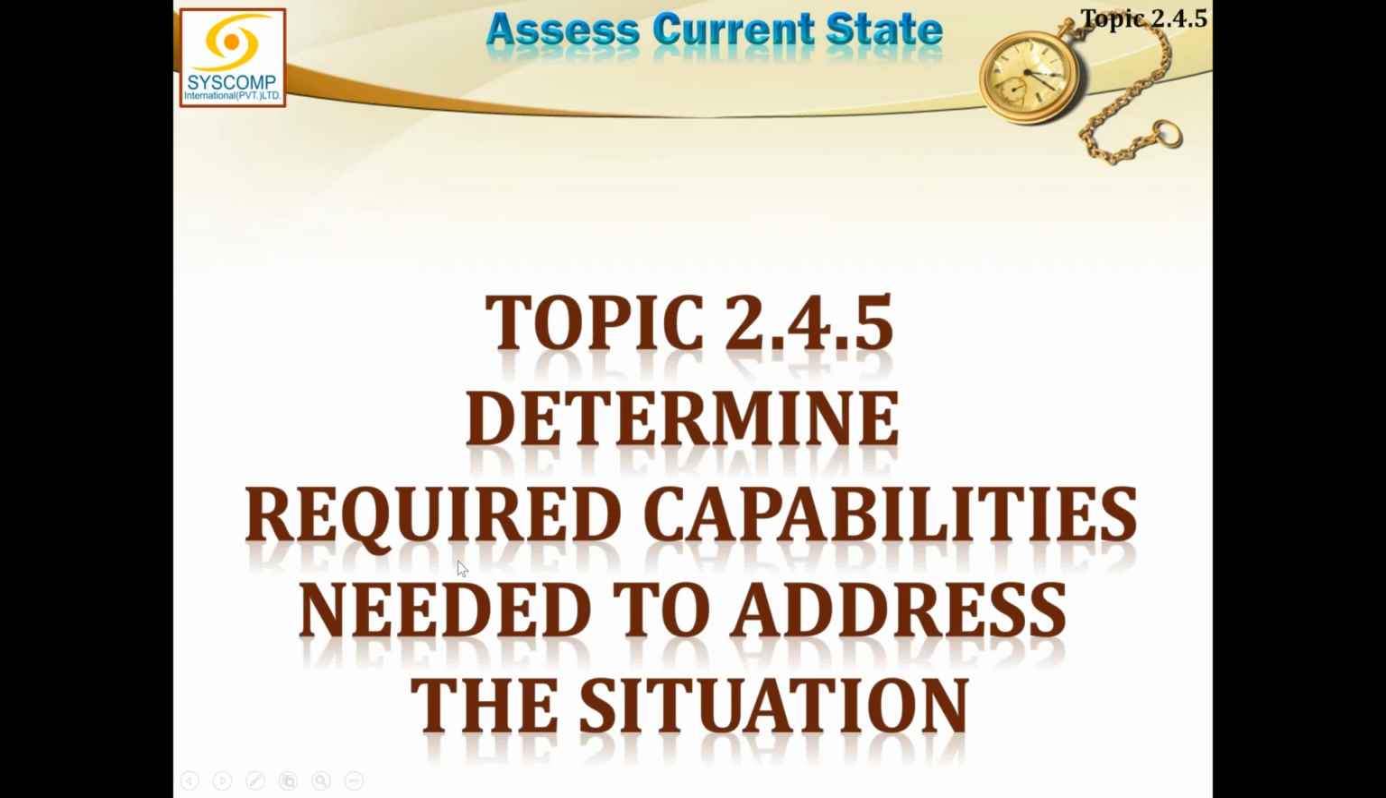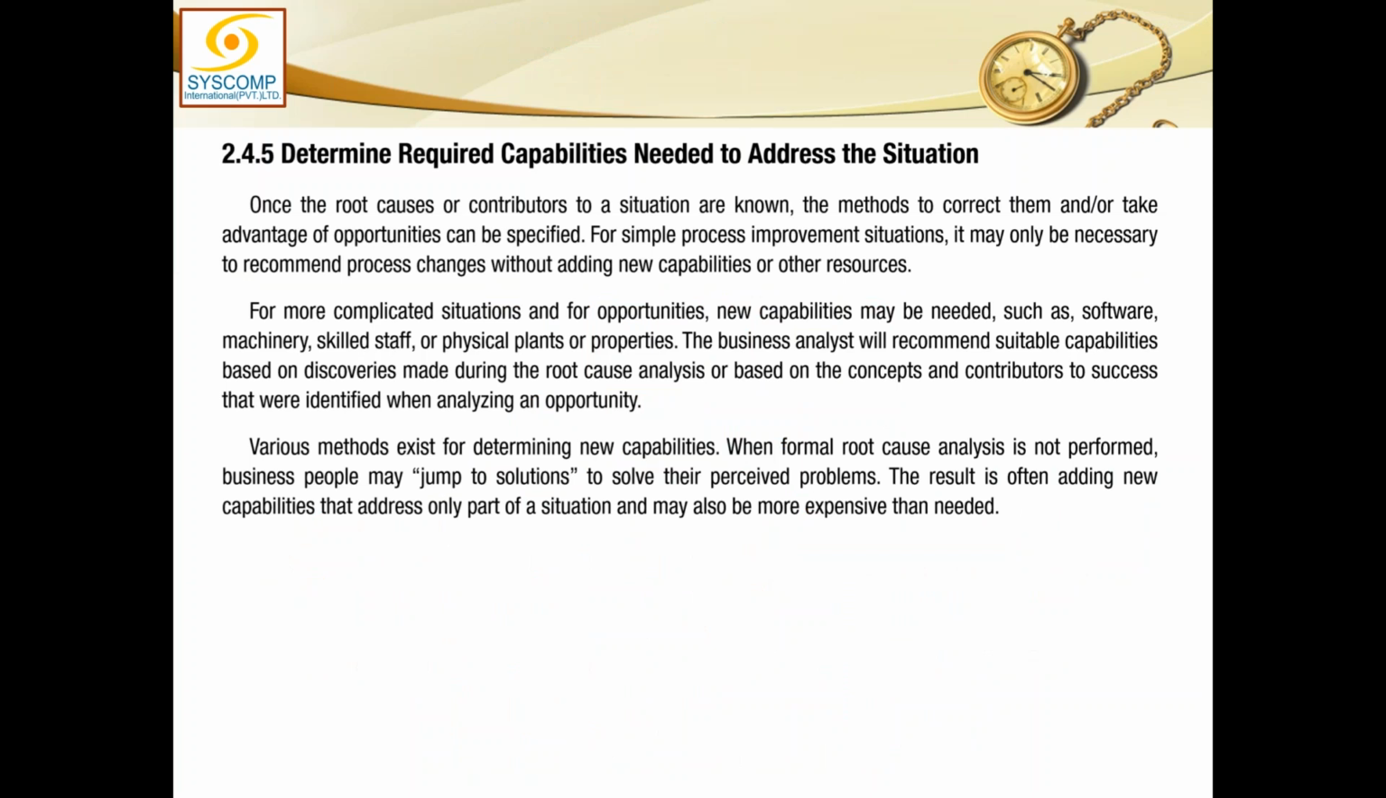Next is determine required capabilities needed to address the solution. Now we have done the analysis. Now to see, are we capable of handling this situation? Do we have enough capability and capacity to take on this challenge? So this is determination. Once the root causes of or contributors to a situation are known, the method to correct them or to take advantage of opportunities can be specified.